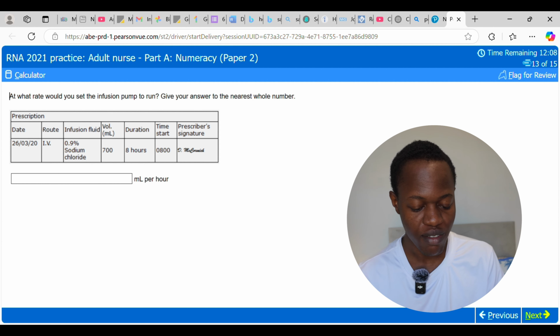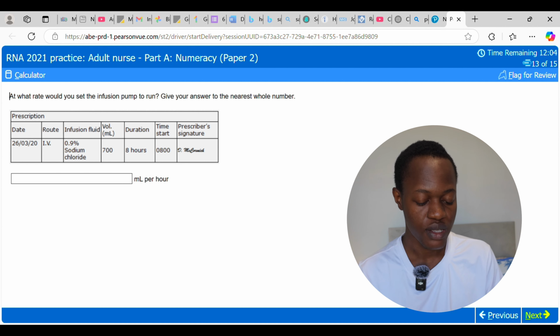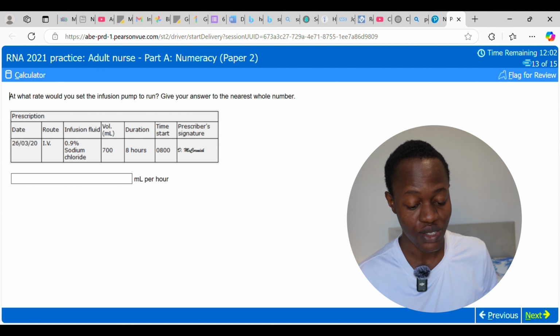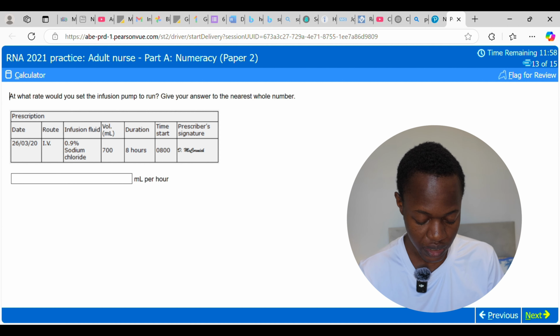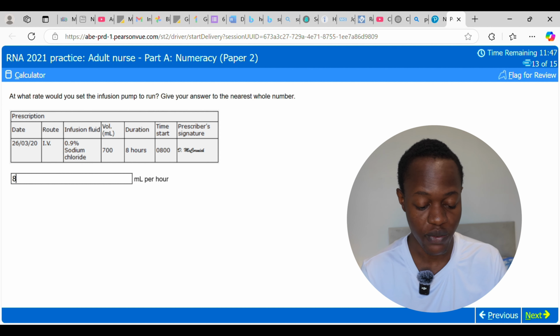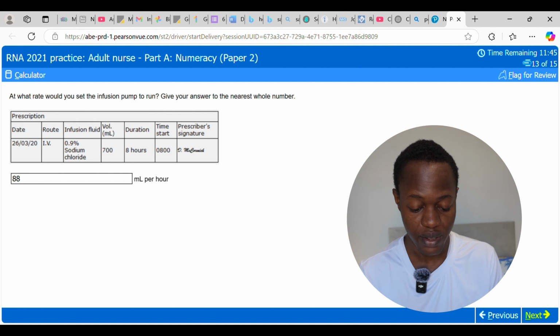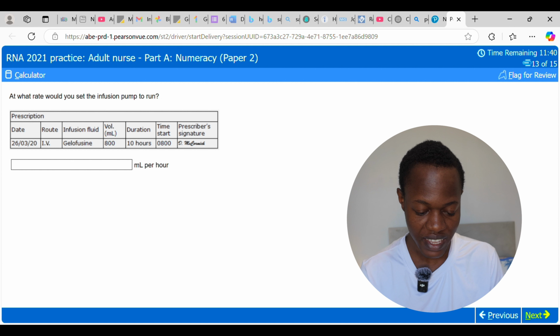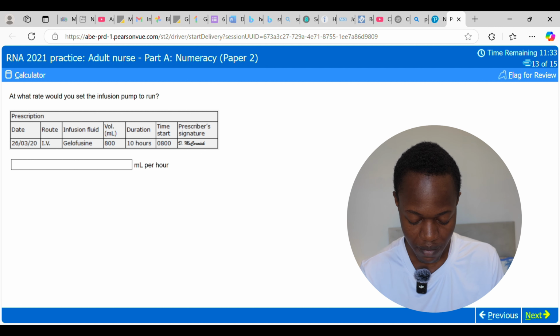Now this one, we have a volume of 700 divided by 8 hours. So what you have to do is again to divide. Calculator, 700. So we have 87.5, and to the nearest whole number we have 88 mil per hour. Again, similar thing, 800 mil divided by 10 hours. We have basically 80 mil per hour.